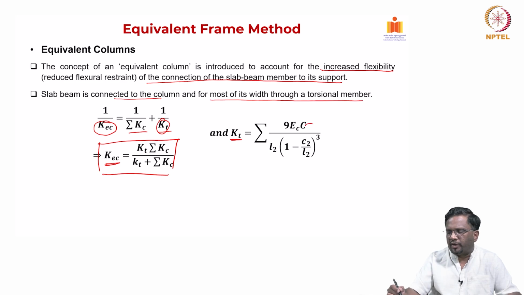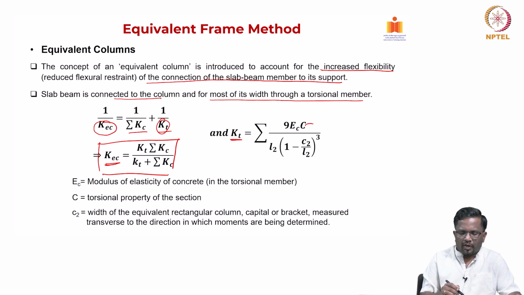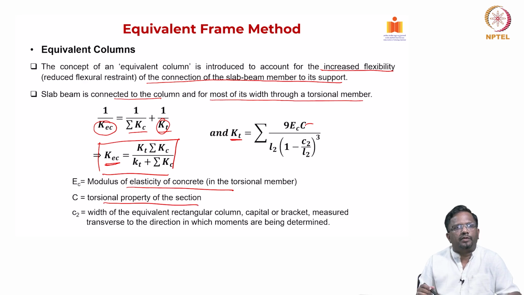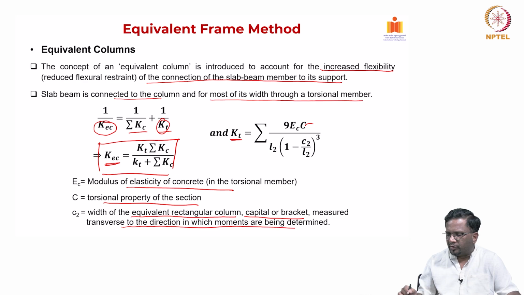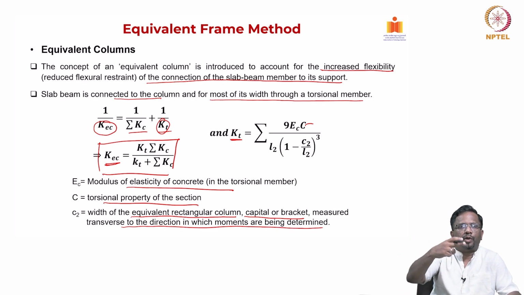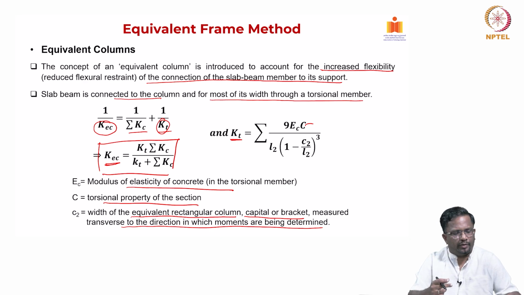And C is a torsional stiffness constant, something similar to your moment of inertia, right, for torsion. So, E is your elastic modulus of the concrete, and C is the torsional property of the section that we have discussed, and C2 is the width of the equivalent rectangular column, capital or bracket. If you have a capital or bracket, we convert it into an equivalent width, and that is measured transverse to the direction in which the moments are being determined. So, it is not along the span, it is perpendicular or transverse to the span where we are doing the calculation, right.